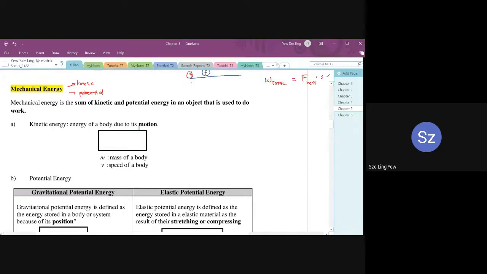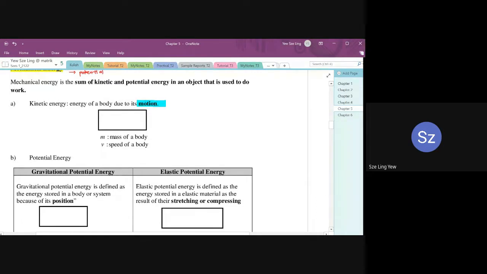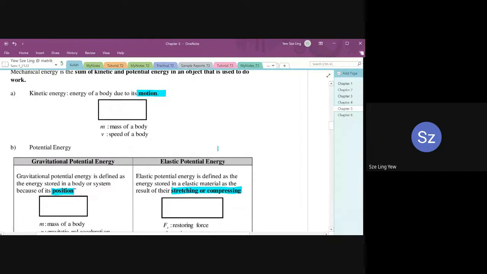If a question asks you what is the difference between potential energy and kinetic energy, the main difference is this one. Kinetic energy is caused by motion. Gravitational potential energy is caused by position. Elastic potential energy is caused by stretching or compressing. Either you stretch it or you compress it. So these are the differences between these three types of energy.